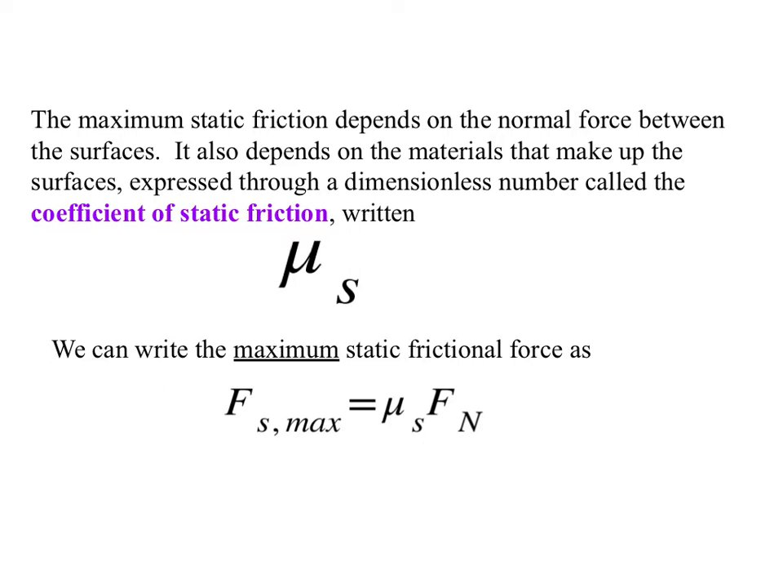You know that if you've ever been carrying something and felt it starting to slip, you clamp down on it harder. The harder you push them together, the less likely two objects are to slide. Maximum static friction also depends on the materials that make up the surfaces. That also kind of makes sense. It's different trying to grip something slick like plastic as opposed to something rough like carpet. We express that through a dimensionless number called the coefficient of static friction, written mu sub s.